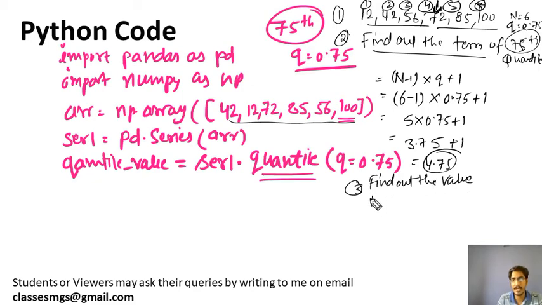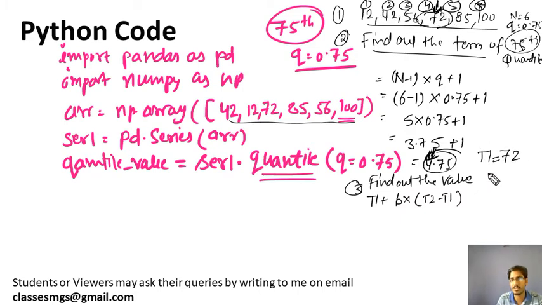What was the formula? T1 plus B into T2 minus T1. So where T1 is what? T1 is the fourth term value. The fourth term value is what? This is the first, second, third, fourth term, value is 72.